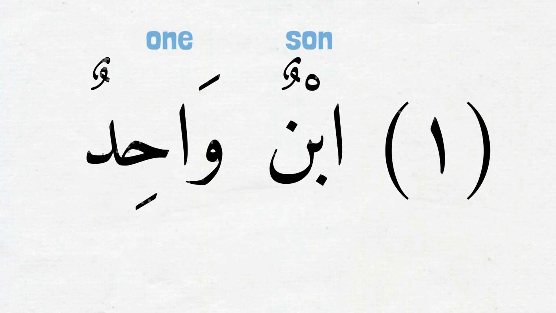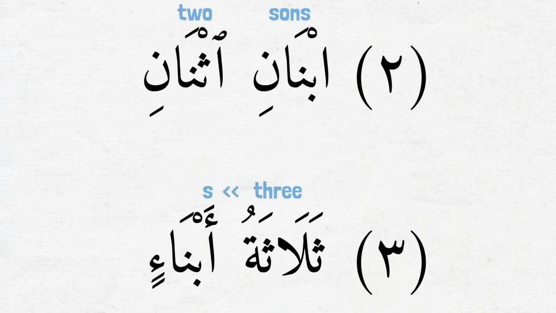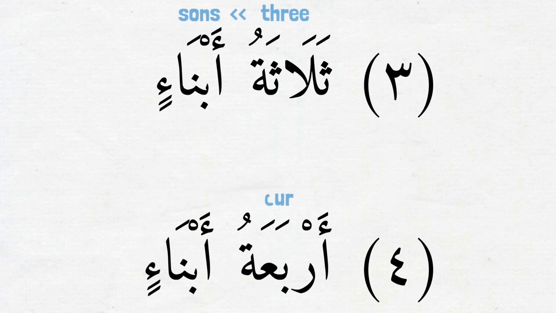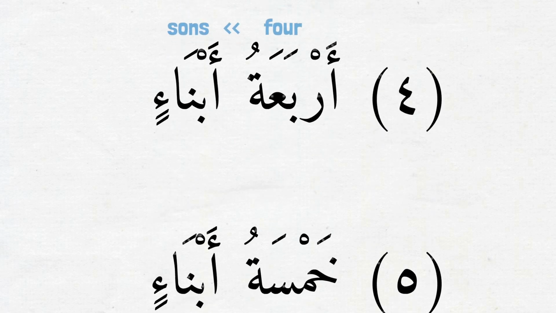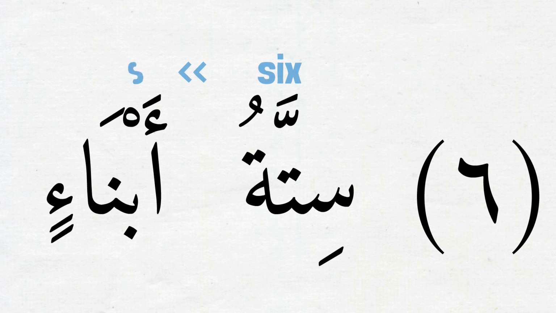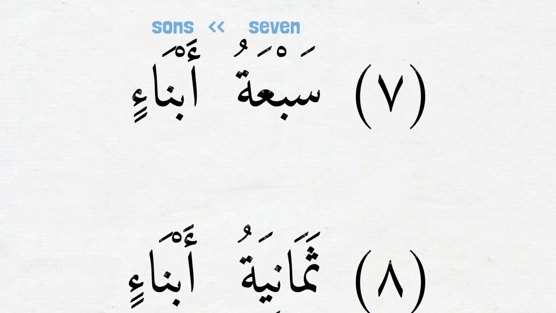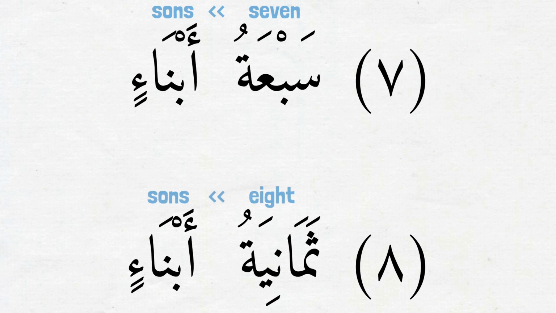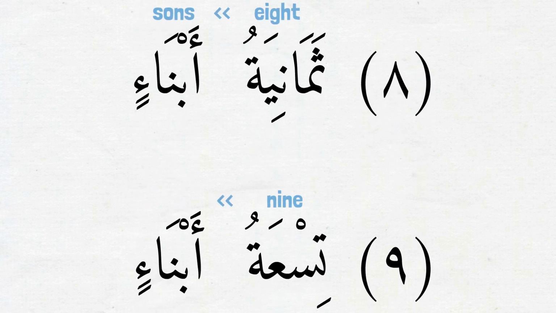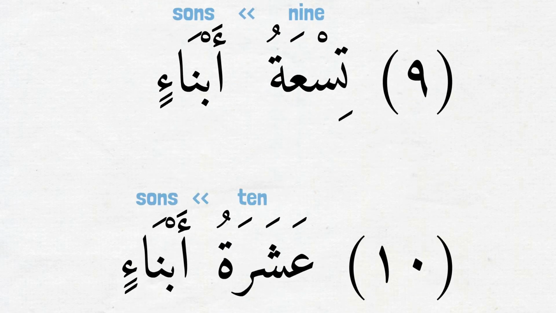And the final ism is ibnun, a son. ابن واحد ابنان اثنان ثلاثة أبناء، أربعة أبناء، خمسة أبناء، ستة أبناء، سبعة أبناء، ثمانية أبناء، تسعة أبناء and عشرة أبناء.